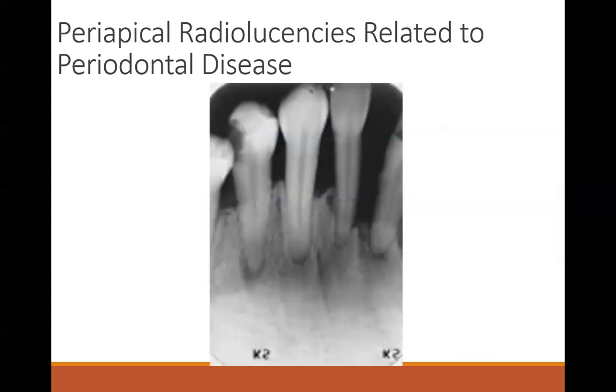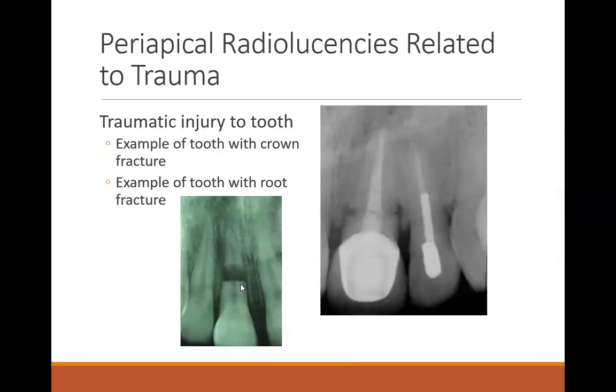So we have some more radiolucencies here. You can see the widening of the PDL. With trauma, we have some fractures, traumatic injury to the tooth. Example, a tooth with a crown fracture. Example of a tooth with a root fracture here.